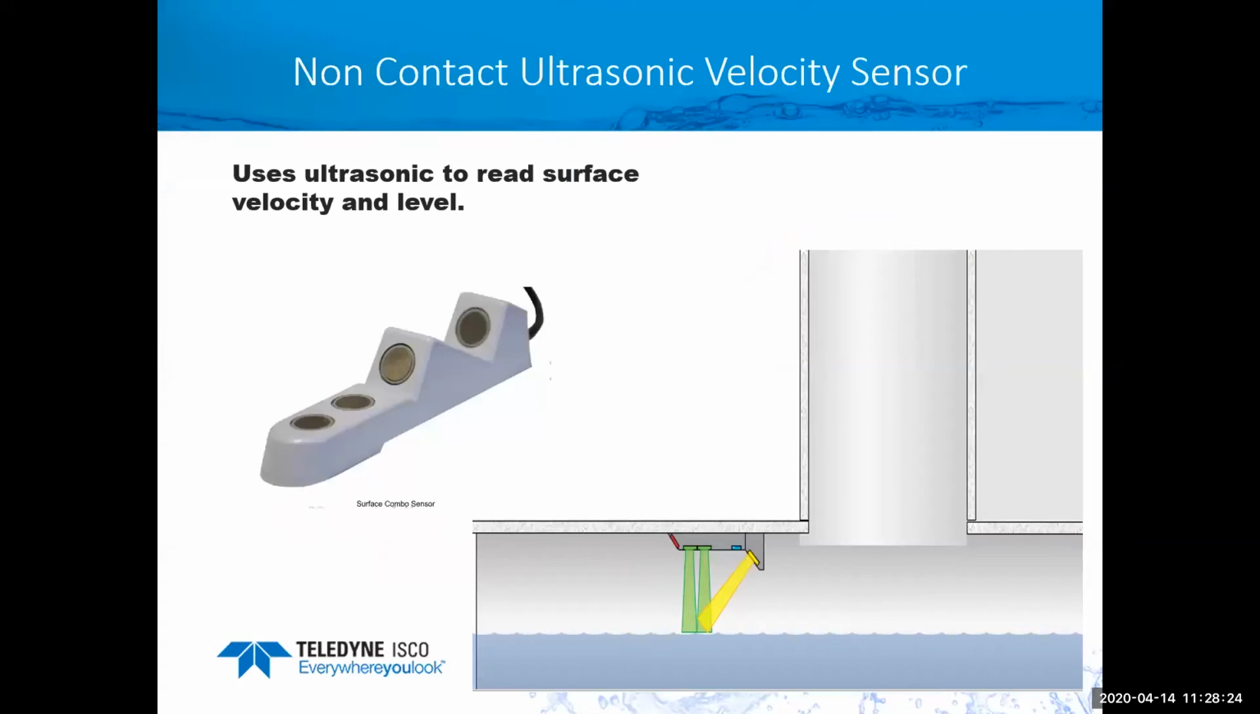Other non-contact velocity sensors are the ultrasonic, and it uses both ultrasonic level and ultrasonic velocity to read the velocity. This sensor is mounted in the pipe, where the last one is typically mounted above the pipe in the chimney. So this will use the ultrasonic sensor to determine the level of the water, calculate the wetted area, and then it uses the ultrasonic to bounce off the surface of the water to get a return frequency shift to determine the velocity of the water.